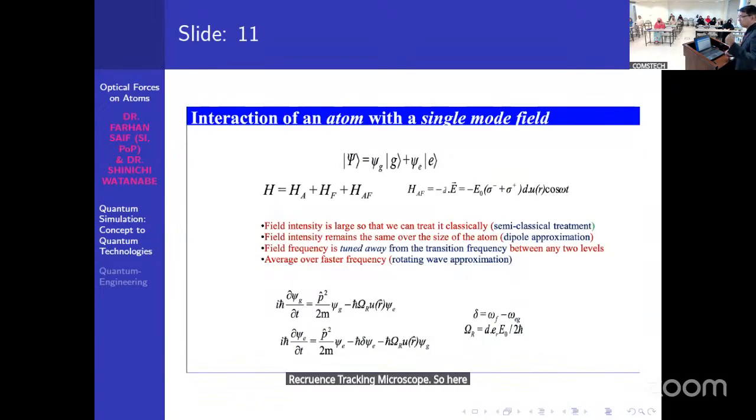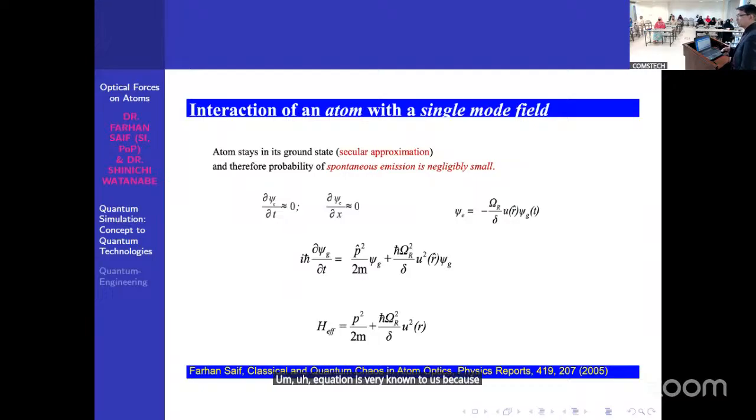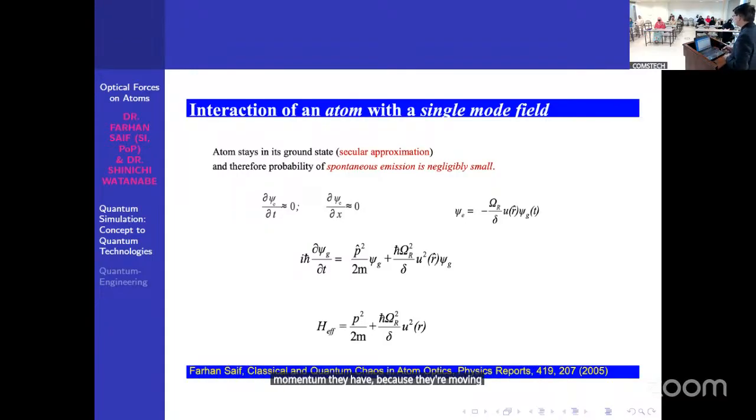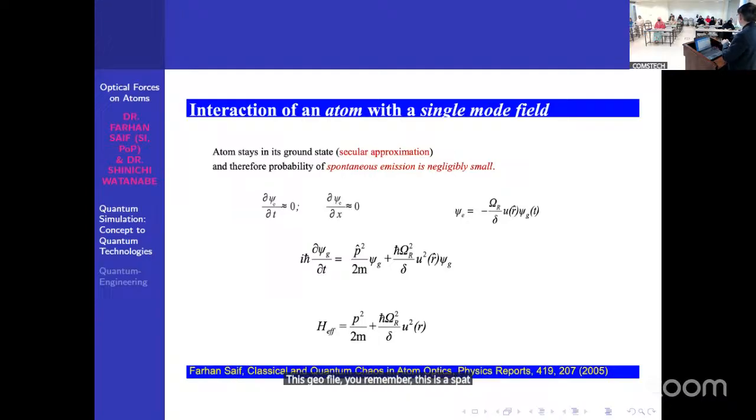Here, no need to worry about the theoretical details, but this last equation is very well known to us because we were using this yesterday. We were saying that the atoms which are coming under gravity and meeting the optical surface will observe an effective Hamiltonian of this kind. This first term is the momentum they have because they are moving atoms, the kinetic energy term. The second term is the potential energy because it is based on the position. This U of R, you remember, is the spatial profile of the field. And in this case, the spatial profile of the field is exponentially decaying.